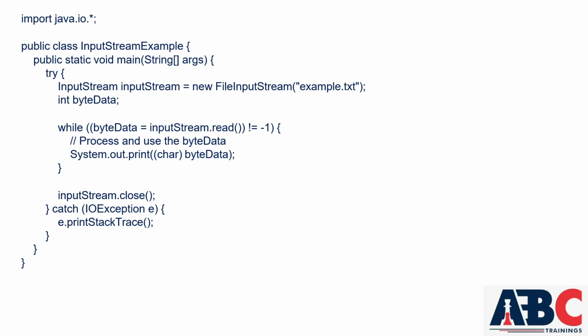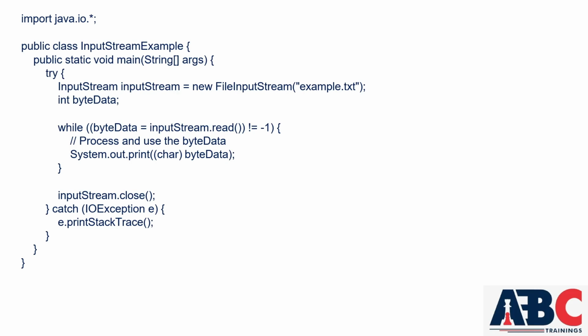First, here is an example of an input stream. First, create a class InputStreamExample. Then we add the main method, public static void main. We add the try block. In the try block, we pass the text file, so we take it from the FileInputStream.